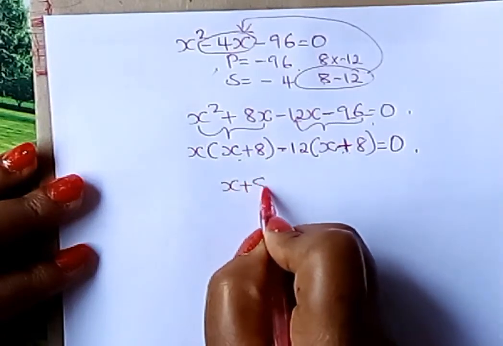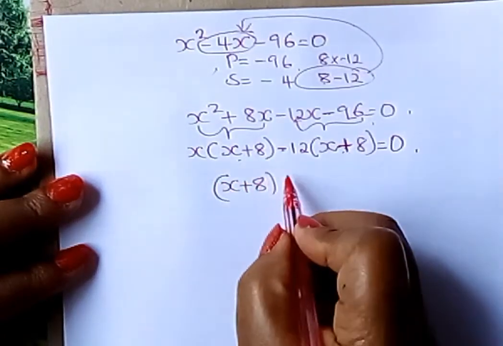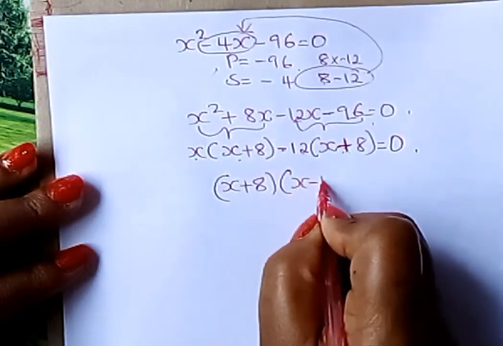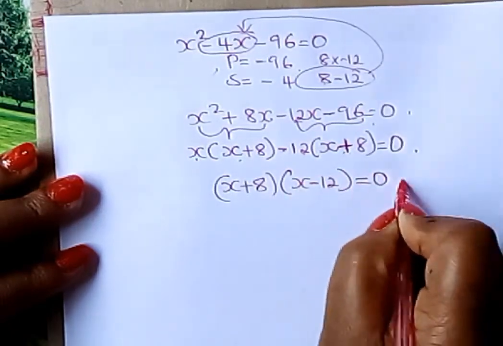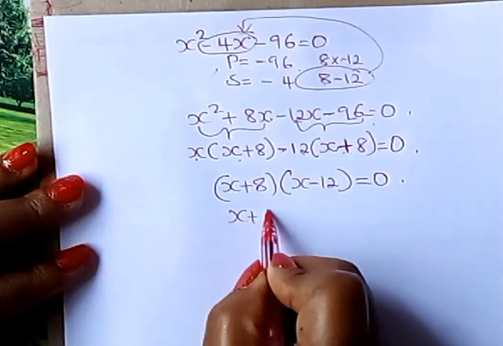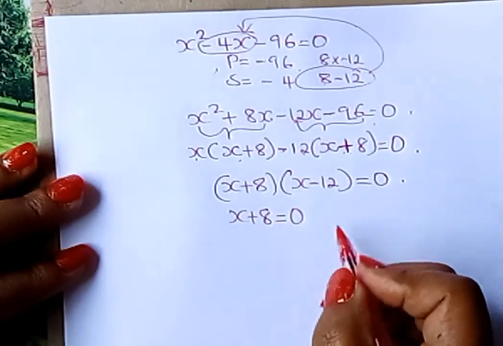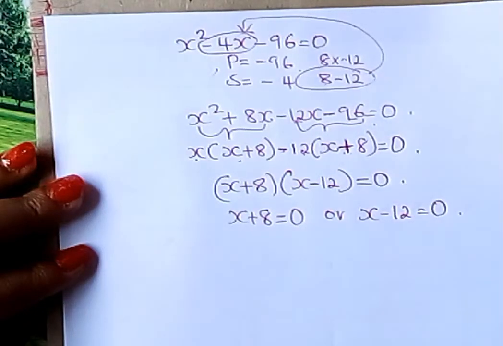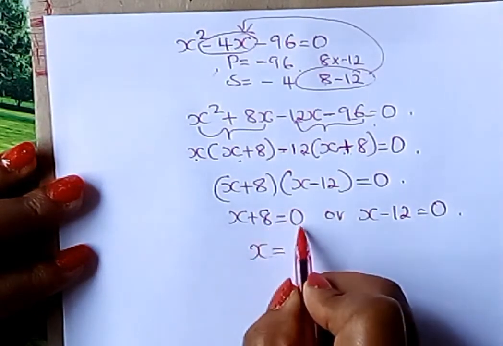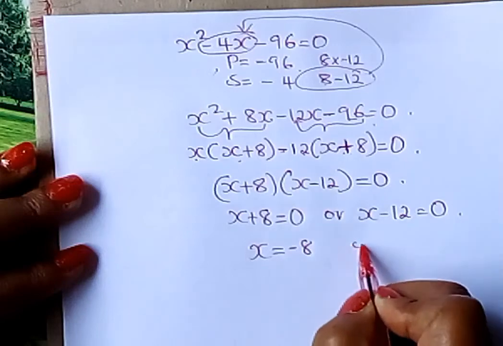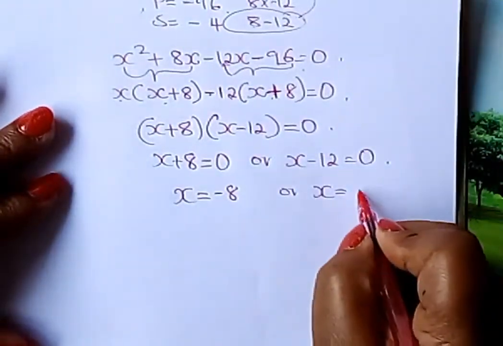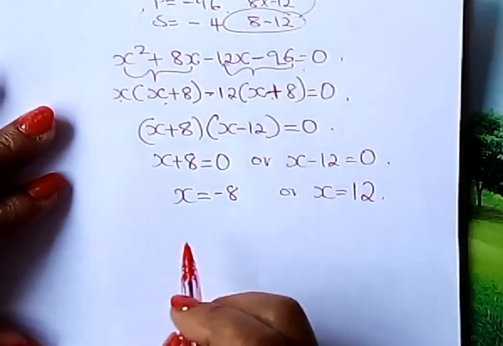From there, learner, this is a common bracket, x plus 8, factor it out. And therefore you are left with what? x minus 12 in another bracket there is equal to 0. And therefore, learner, this means either this bracket is equal to 0 or the second bracket is equal to 0. So you have x here is equal to what? Minus 8. Or x here is equal to what? Taking minus 12 to the other side, you get 12.